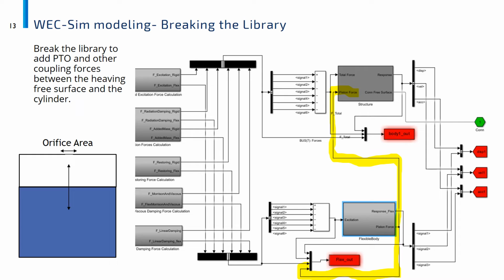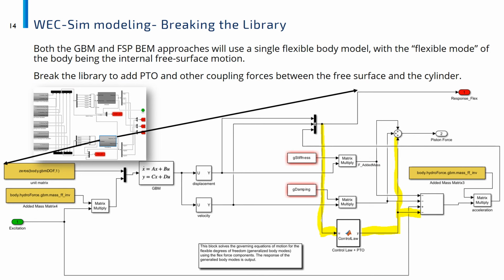The very first thing we need to do is add a coupling force between the generalized body mode, shown here by the flexible body modes block, and the rigid structure. So we're adding a couple of inputs and outputs where necessary, and we're going to call this coupling force the piston force. Here we are looking inside the flexible body block, and you can see we're continuing our highlighter line, and we're adding in a controller and PTO MATLAB function block where we can define the forces that our orifice is going to exert between the free surface and the rigid body, and we're summing this with an already there damping and stiffness block.